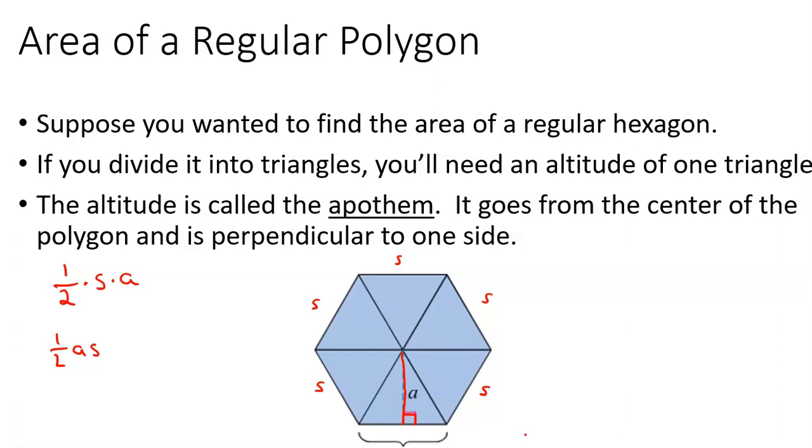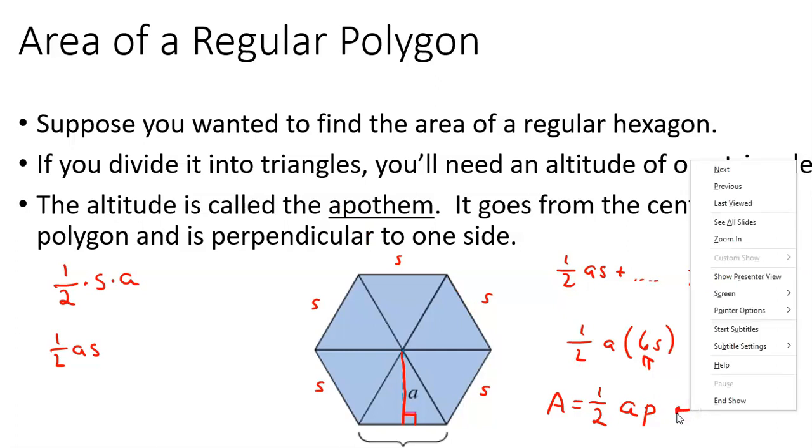But in this case, you realize that if I do 1/2 times A times S plus 1/2 times A times S, by the time I get done doing 1/2 times A times S 6 times, I'll have really done 1/2 times A times 6 of those S's. Well, isn't 6S just the perimeter of my hexagon? So I'm going to make a more general version of this, which is that the area of a regular polygon is 1/2 times the apothem times the perimeter of the polygon, right? Which is actually going to show up in the next slide.